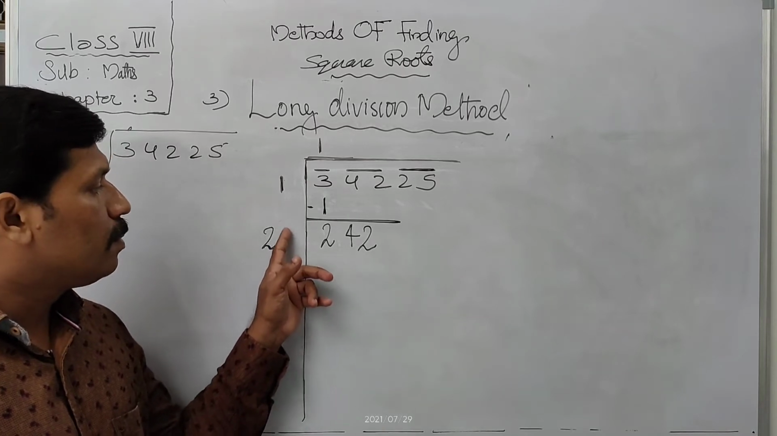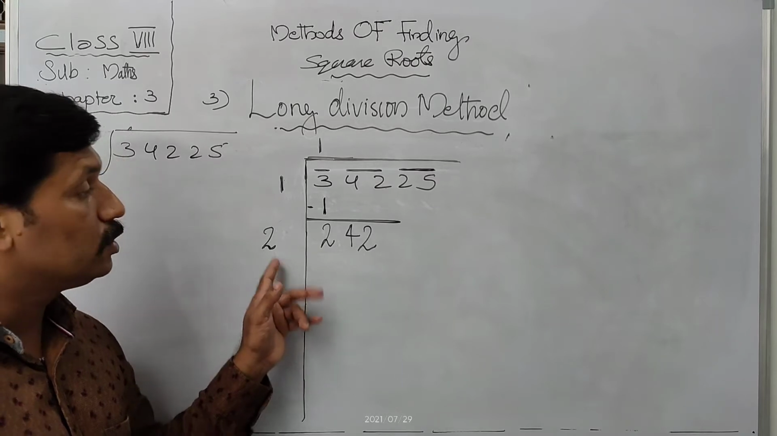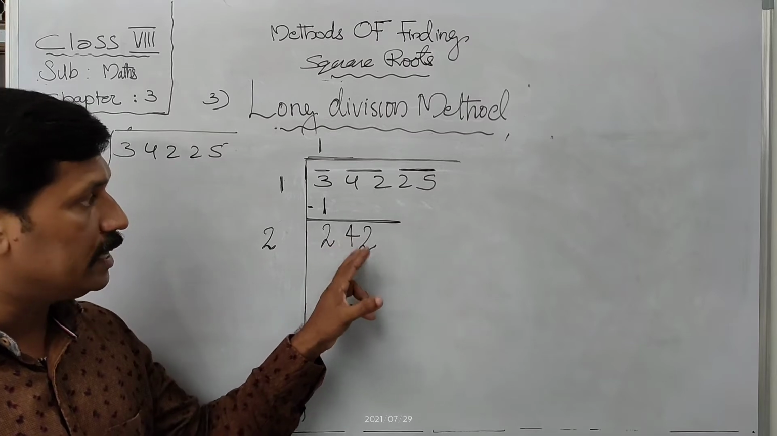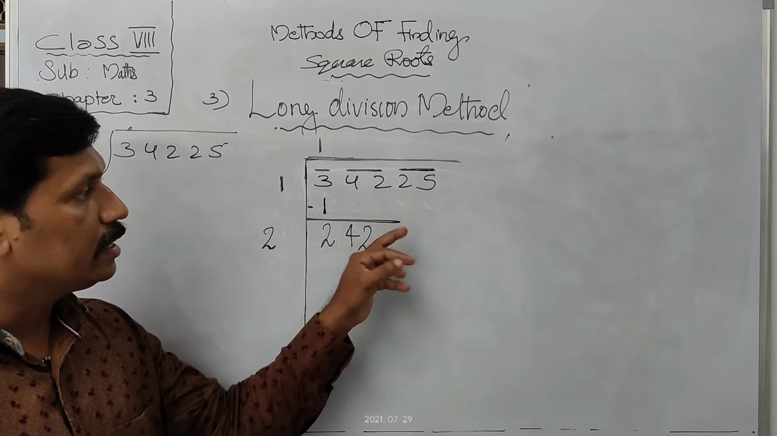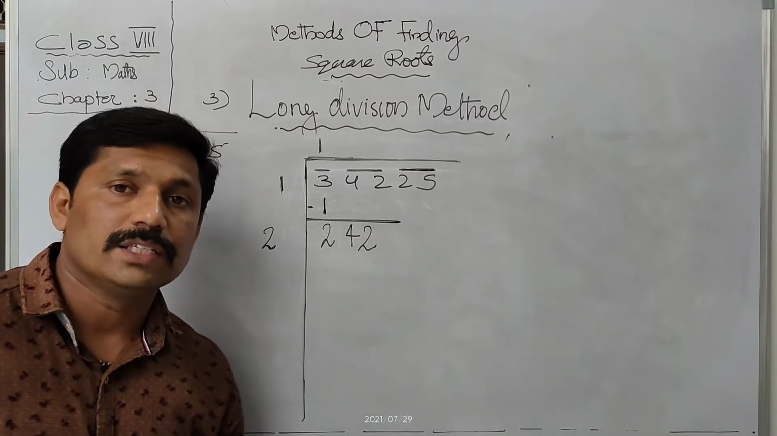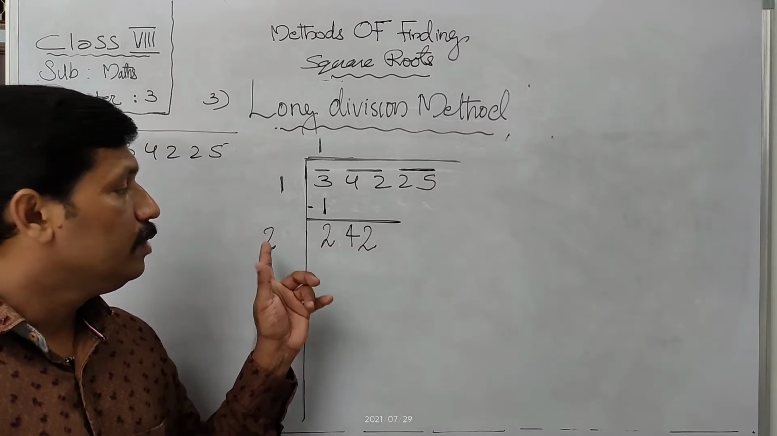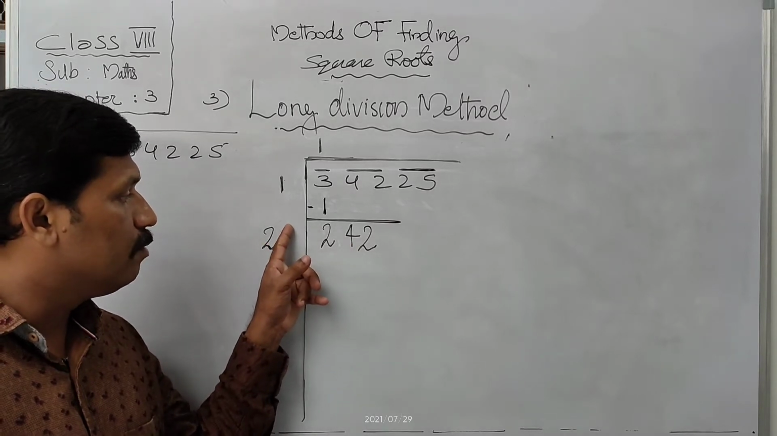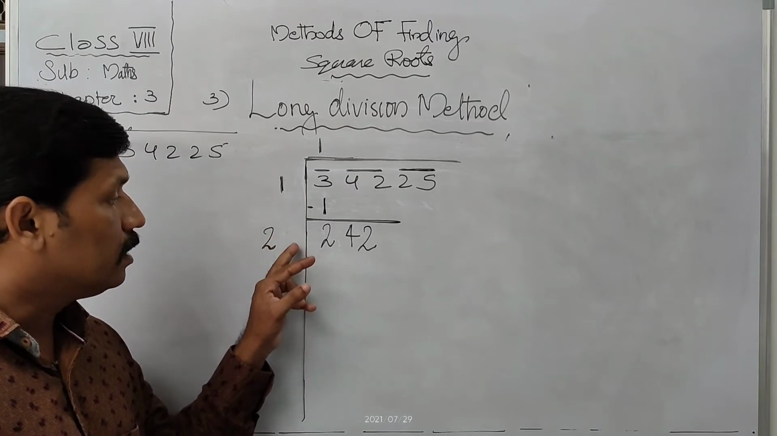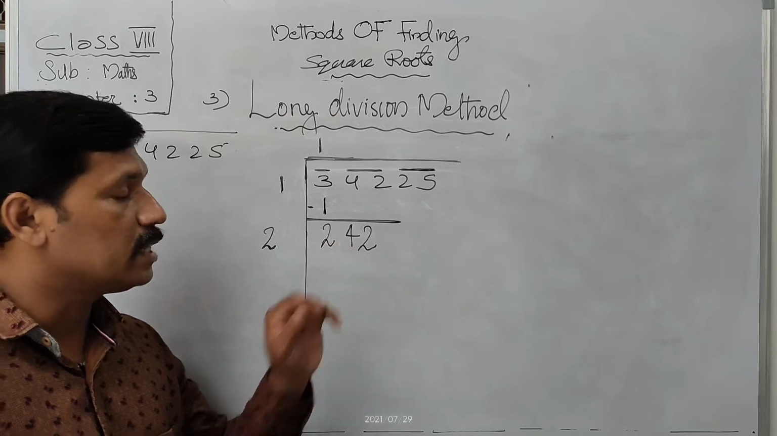And the number formed by that digit should be multiplied with the same digit, then it should be equal to or less than this 242. Here we cannot see the last unit digit because one more group is remaining. Last stage only we can see the unit digit and use the properties of unit digit to find out. But here we select a value here, and if we multiply that number by the same number, then it should be equal to or less than 242.